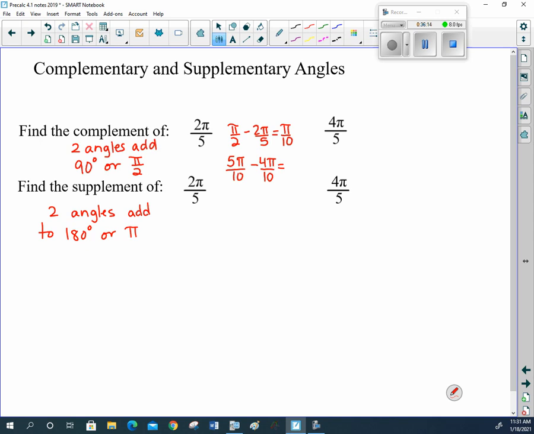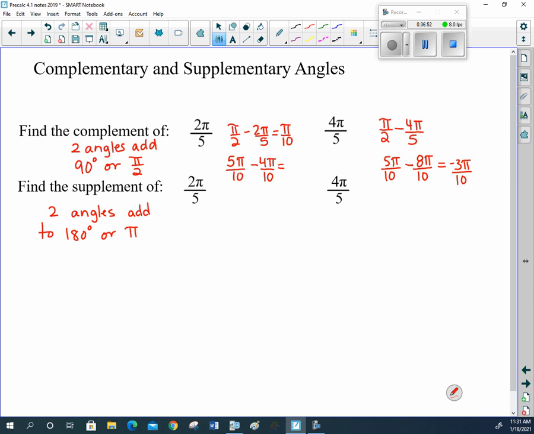Okay, if we take 4 pi over 5 and try to do the same thing with this one, I'm going to start with pi over 2, that's 90, and I'm going to subtract the given angle, 4 pi over 5. So if I get a common denominator, that's going to be 10 again, so that's going to be 5 pi over 10 minus 8 pi over 10. And notice you get a negative 3 pi over 10. Okay, that's not making sense because the complement should be a positive number.